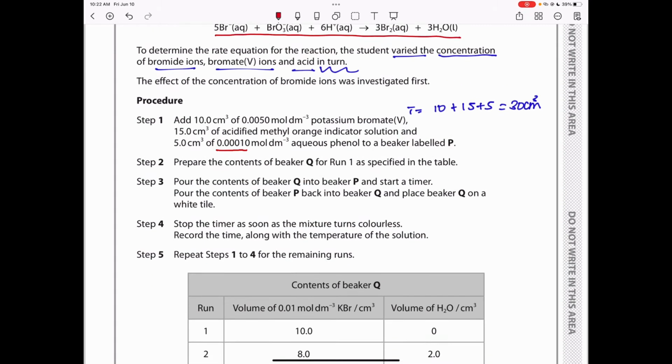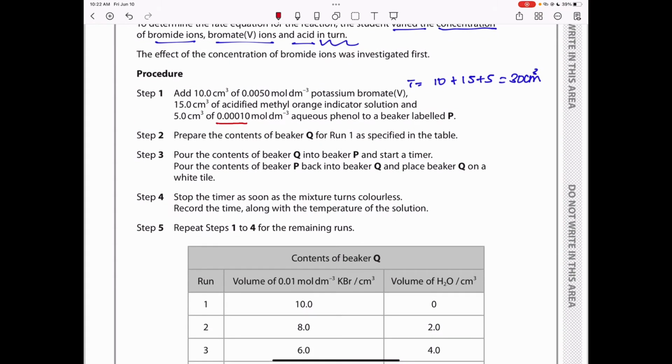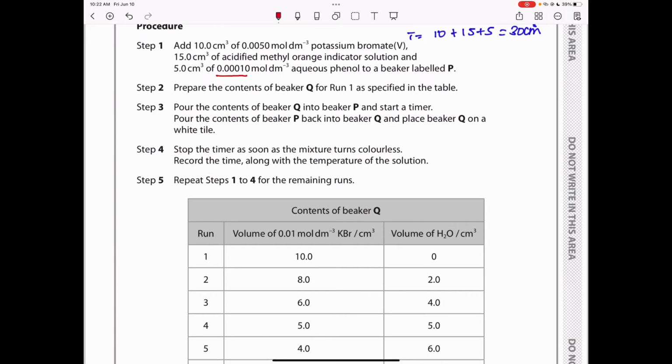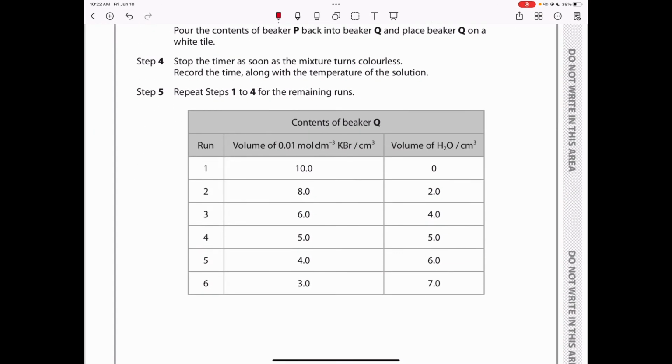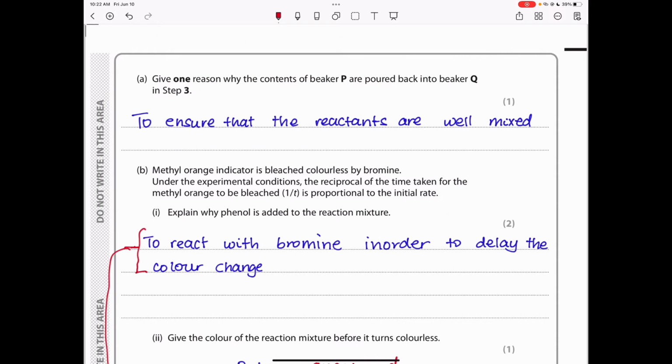Stop the timer as soon as the mixture turns colorless. Record the time along with the temperature of the solution. And then they say repeat steps 1 to 4. So here we see what experiments were carried out from run 1 to run 7, varying the different concentrations of the potassium bromide. So let's go to the real questions. The first one, they say give one reason why the contents of beaker P are poured back into beaker Q in step 3. Let us see step 3.